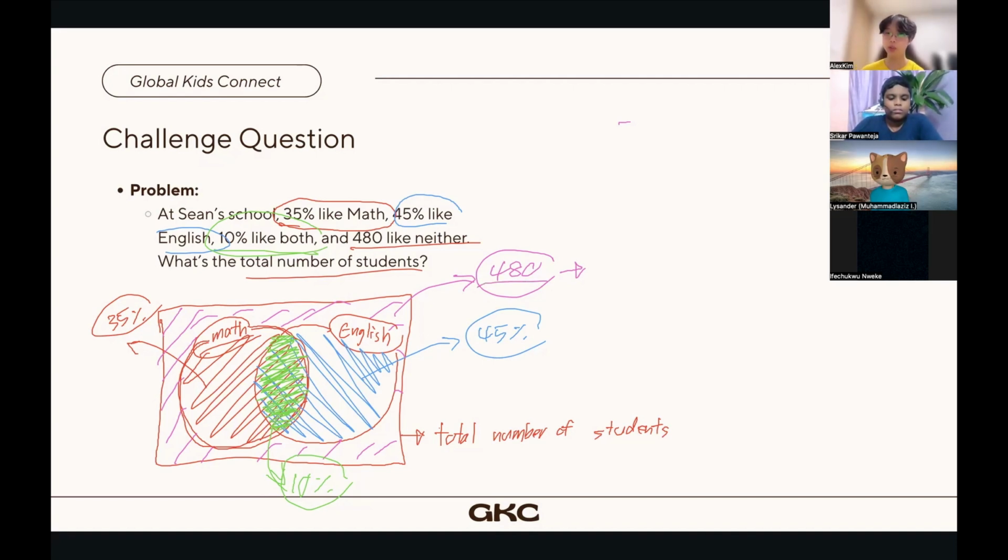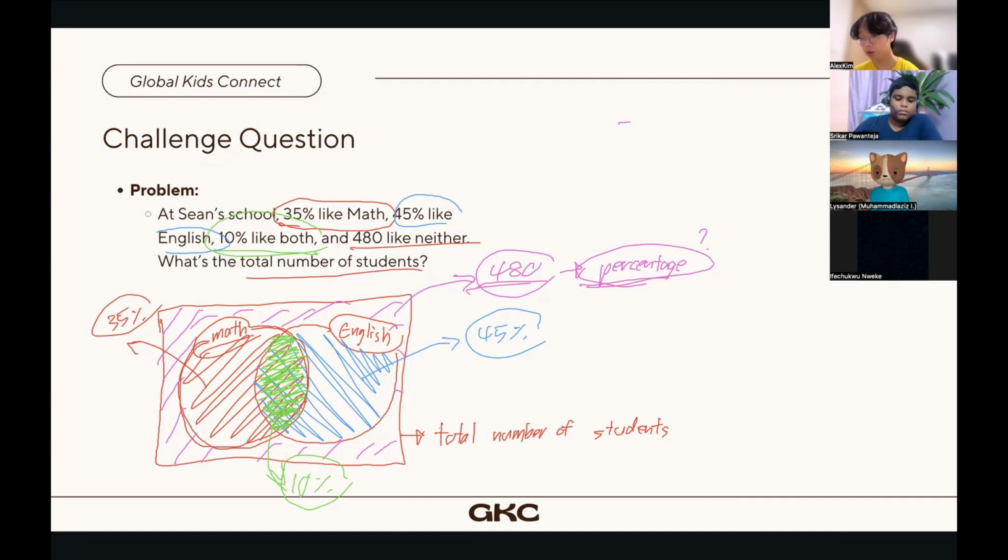But we don't know the percentage, we only know the numerical value. And so if we know the number of students that do not like both, and we also know the percentage that represents this 480, then we can use these two values to find the total population. And so in order to find the percentage of students that do not like math or English, we have to first find the percentage, using the percentage values that we know, of the students that enjoy both math and English.